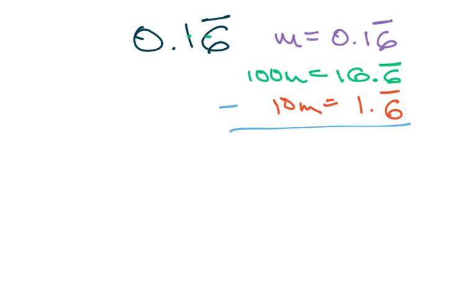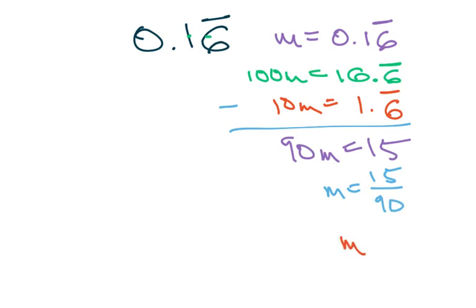So 100m minus 10m is clearly 90m. And then 16 minus 1 is 15. I'll divide both sides by 90 and end up with 15 90ths. I think about my GCF, and I know it would have to be 5. So 15 divided by 5 is, I put 1. I'm sorry, not 5.